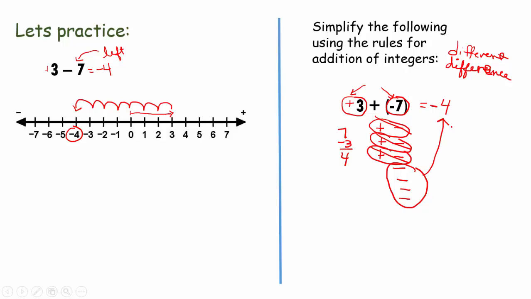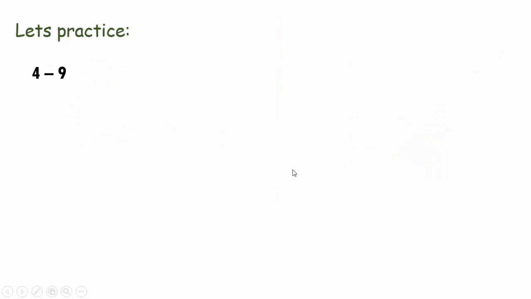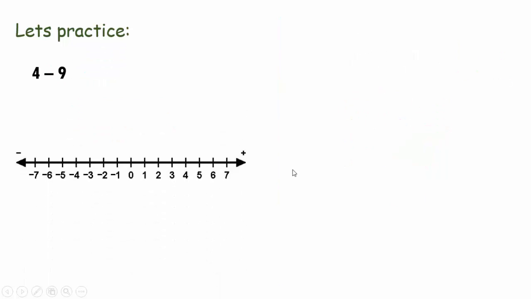So signs are different with addition. You find the difference. So hopefully you can see 3 minus 7 ends up with the exact same answer as 3 plus a negative 7. It appears that subtracting a positive is the same as adding a negative. Let's do some more practice.